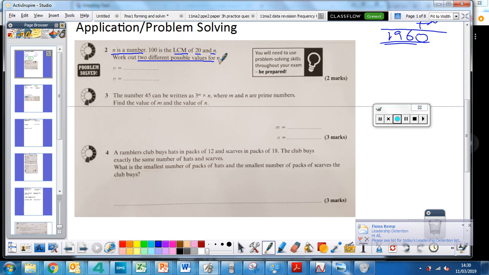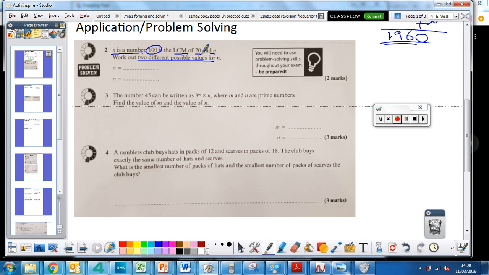If it's a lowest common multiple here is 100, that means that the number needs to be a factor of 100. True? Otherwise 100 can't be a multiple of that number. So think about the factors of 100. Think about something like 2. Could it be 2? Well, no, because if you had 2 and 20, the lowest common multiple of 2 and 20 would be 20. So it needs to be bigger than 20, we'd imagine, to start with.